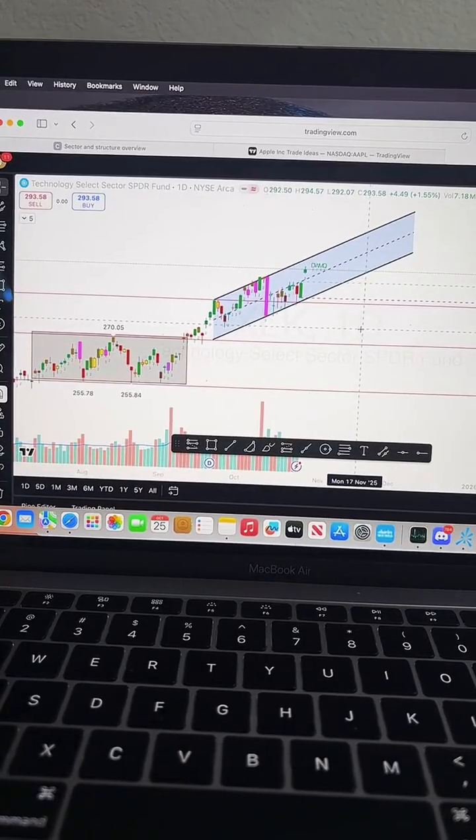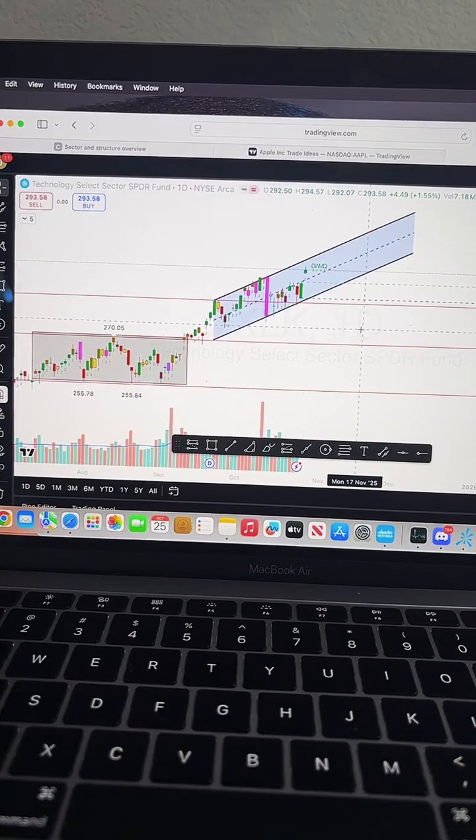So now that we know that XLK technology sector, no, I don't trade the whole sector. I'm just showing you how to find structure. Some people do trade the ETFs. I don't trade the structures. This is just, I'm going from top to bottom. We're going to go down to individual stocks.